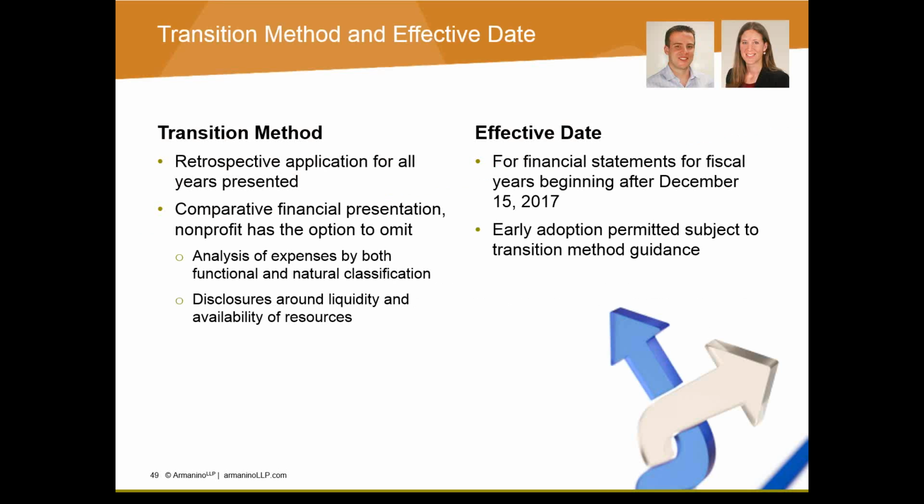Yeah, so Dean just alluded to the effective date. Assuming this gets finalized this year, the board has settled on an effective date for financial statements for fiscal years beginning after December 15th, 2017. So what that means for most nonprofits, if their fiscal year ends June 30th, is June 30th of 2019. If you're a calendar year end, that's December 31st of 2018.